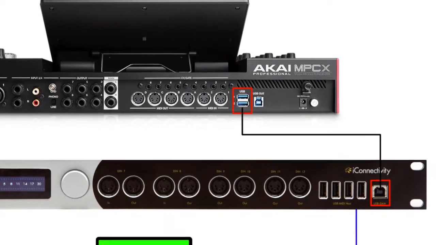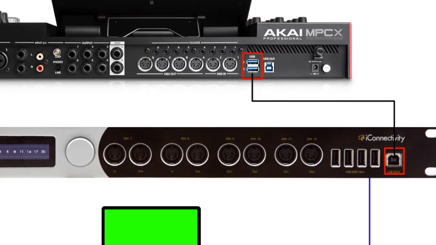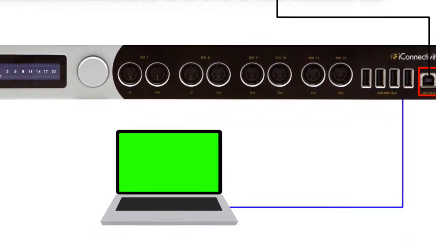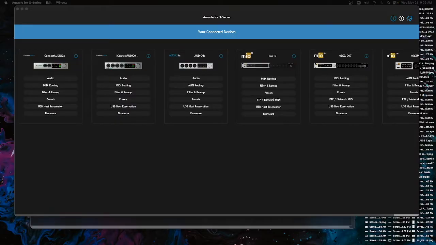And from the MioXL, you're going to run an Ethernet cable to your computer or to a network switch to the computer, however you want to do that side of things. But I'm just going to show you how you can actually set up the routing. So by default, when you have this USB connection from the MioXL to the MPC, you're going to see all the names from the USB DAW port show up on your MPC.